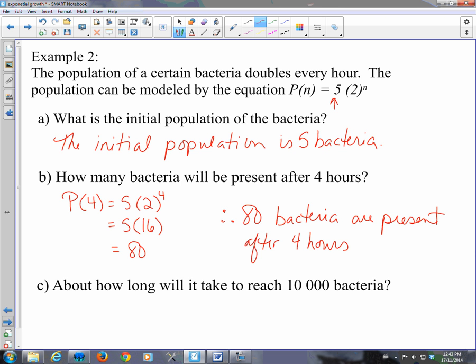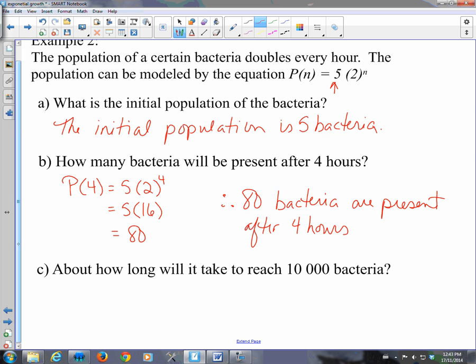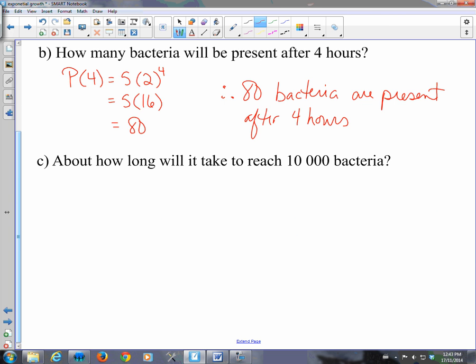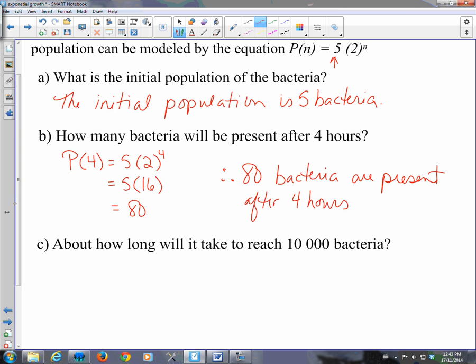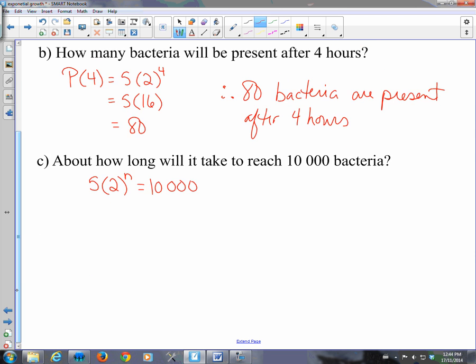And last one, about how long will it take to reach 10,000 bacteria? So this one's a little bit different. This time it's telling me how many bacteria I have. It's telling me the answer, and I have to figure out the time it takes to get there. So it's telling me I know that I have 5 times 2 to the n, and the answer is going to be 10,000. So I want to solve my equation for n, which means I want to get it by itself.